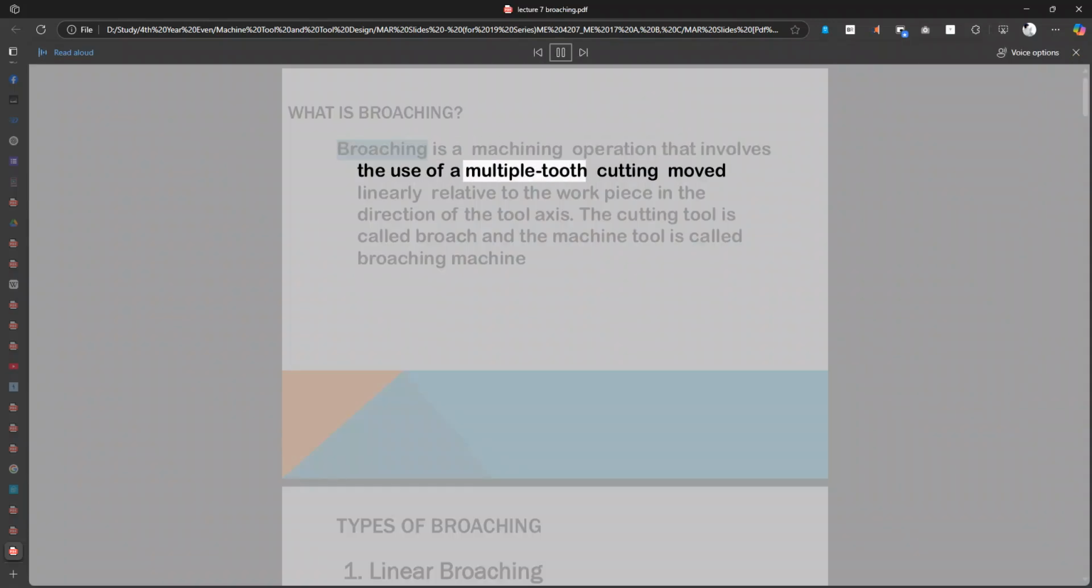Broaching is a machining operation that involves the use of a multiple tooth cutting tool moved linearly relative to the workpiece in the direction of the tool axis. The cutting tool is called a broach and the machine tool is called a broaching machine.